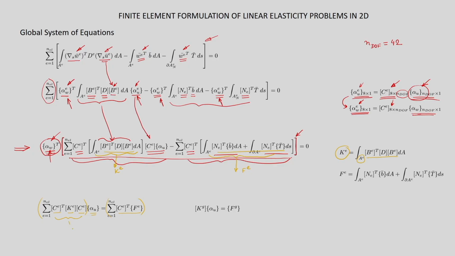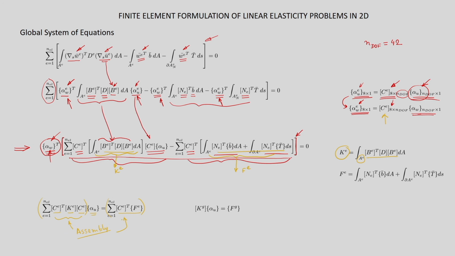So, this is basically doing the assembly. That is why this C, which is basically the relation between the local number and the global number, has to be taken care of. Similarly, this part is also doing the assembly for the force vector.